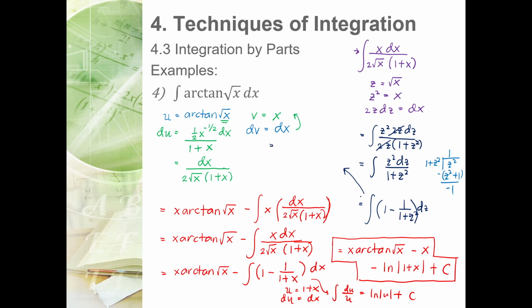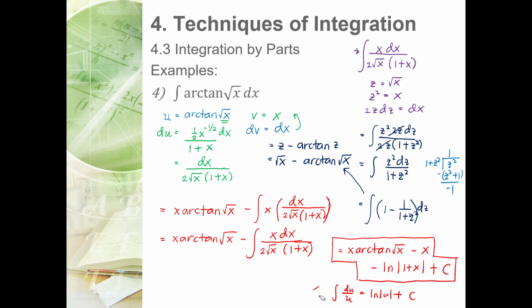So we need to integrate this one fully. This becomes z minus the arctangent of z. And then getting the value of z again, that will be square root of x minus the arctangent of square root of x. So that should also be the answer. So we are wrong here, this one is wrong.